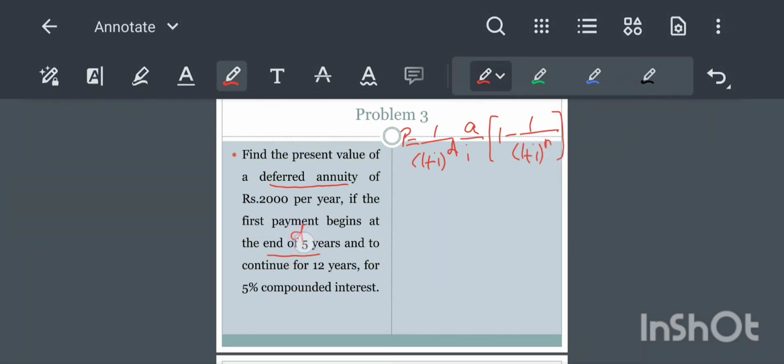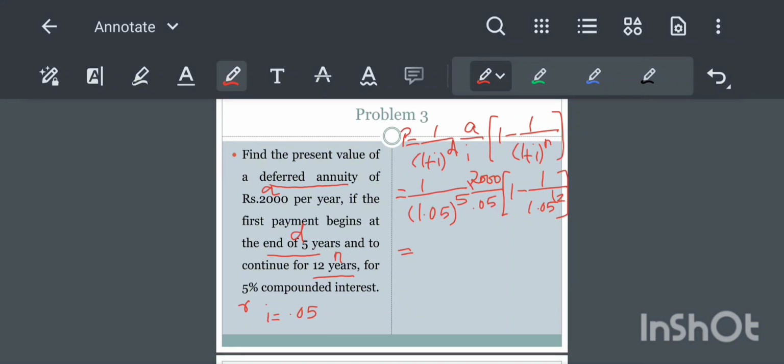Here this is the value for your d, this is the value for your A, and the value for n is 12 years at the rate of compound interest of 5%. So the value for I will be 0.05. Replace everything in the formula. 1 divided by 1.05 to the power d. The value for d is 5 into A divided by I. So 2000 divided by I. The value for I is 0.05 into 1 minus 1 divided by 1.05 to the power n. The value for n is 12.